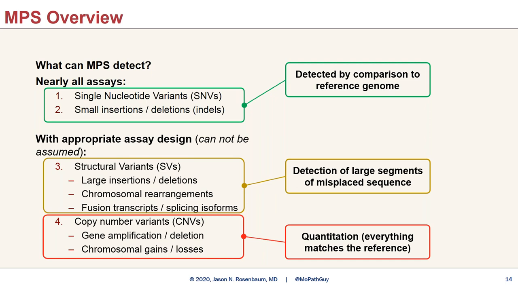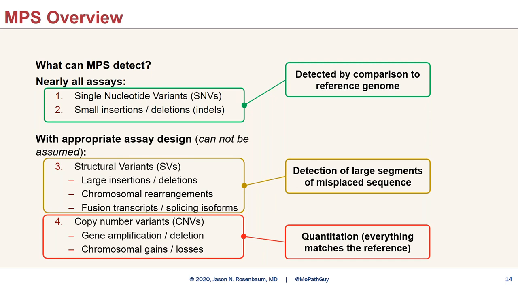Similarly, with copy number changes, like if you want to imagine a HER2 amplification, the problem isn't that anything mismatches, and the problem isn't really that anything is in the wrong place. The problem is that there's too much. And so you need a tool here for these kinds of variants that is good at quantitating and isn't actually concerned with the reference genome at all.